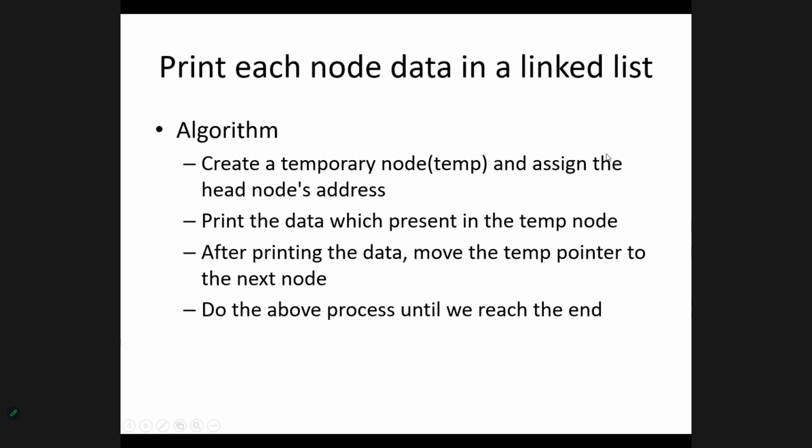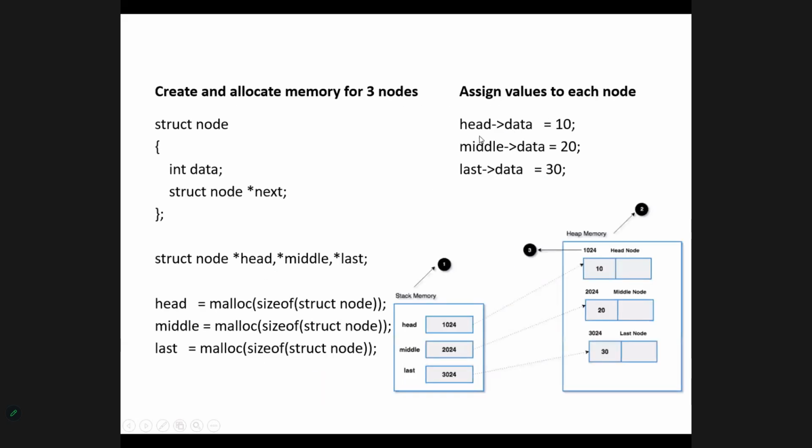To assign values to each node, we can write head data assign 10, middle data assign 20, last data assign 30. Now you can see this is what we call heap memory. Now the data components are 10, 20, 30, right? So now individually these 2 parts are okay. Now we need to link.